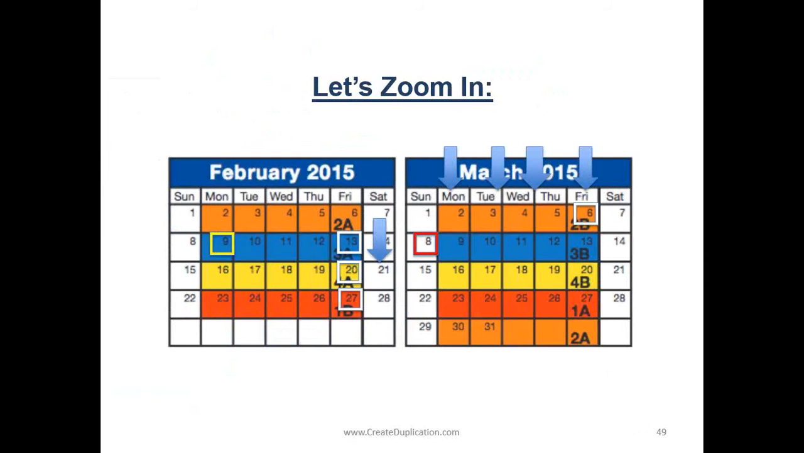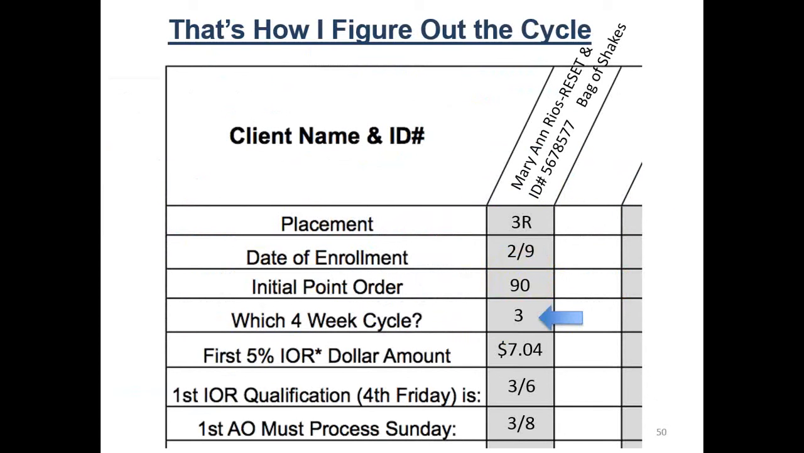Also, I just put an arrow by the 21st, because with Marianne, I'm going to want to talk to her on the 21st after she finishes her reset. What if she starts her reset on Monday the 16th? I want to talk to her on Saturday morning, and maybe I'll walk her through her account there so that she can make that second order. All right, so that's how I figure out that she's on cycle 3. That's how I figure out that her fourth Friday is the 6th, and that's how I figure out that her auto order's got to process by the 8th.